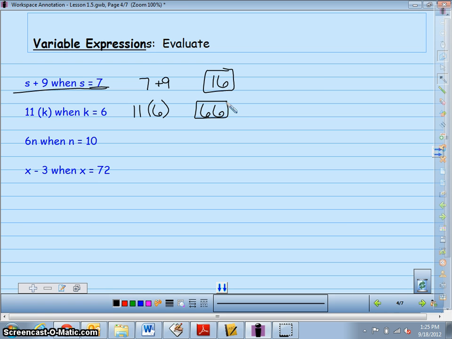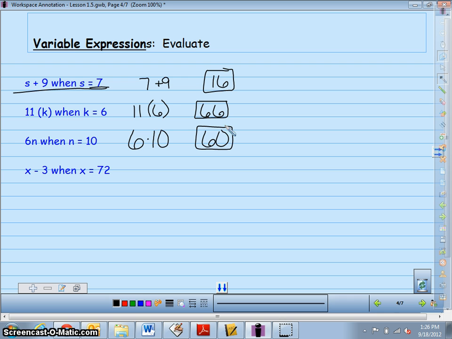How about here? We have 6n when n equals 10. What does it mean? 6n, what is that? Oh, that's right. Back from our previous slide, we know that when we have a number right next to a letter, it means multiply. So I'm going to substitute 10 in for the n, and I have 6. I'm going to put that dot in there so I don't think it's 610. 6 times 10, evaluate, 60 is my answer.